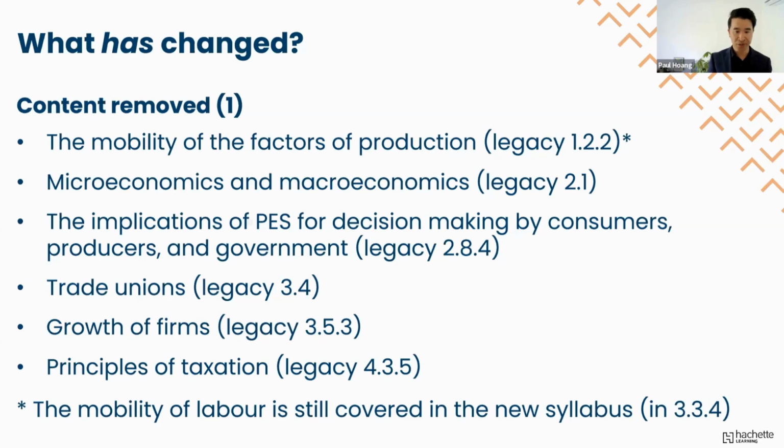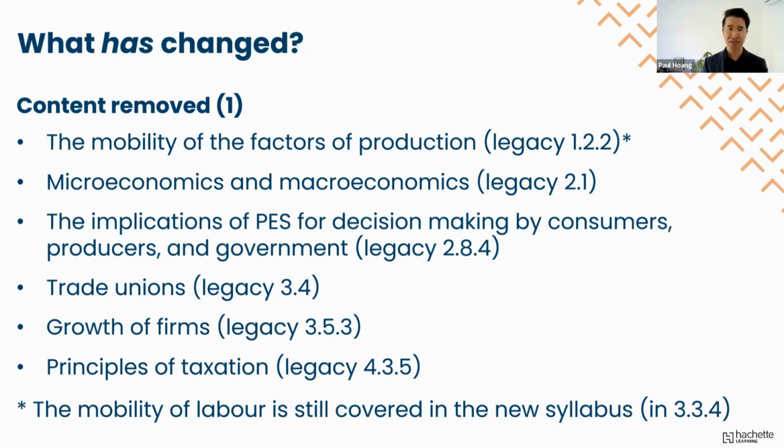So bullet point 1, we've got the mobility of factors of production removed now. However, there's an asterisk you can see at the bottom. That only applies to land, capital and enterprise. So the mobility of labour is still in the syllabus. It's just in a different section. So where you see legacy, we're referring to the outgoing or the old syllabus rather than the new syllabus.